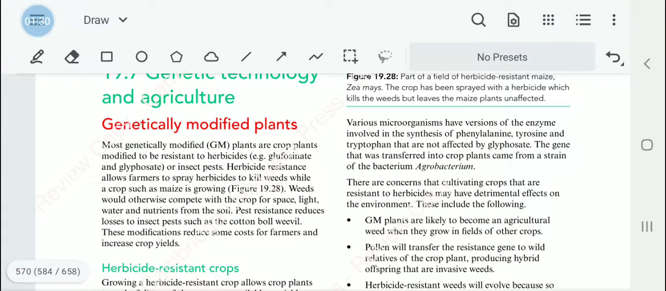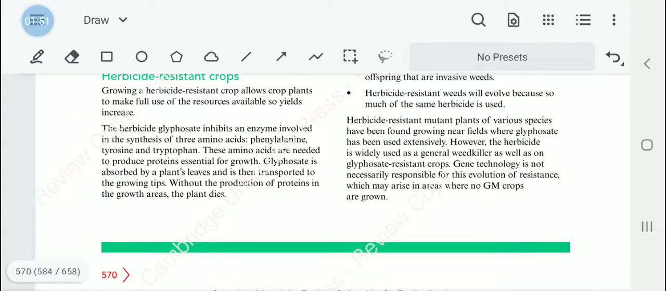Now, for example, a cotton boll weevil will die off as a result of eating these crops, which would have the genes that would produce toxic materials for the pests who eat them. When you go to discuss the herbicide resistant crops in detail, what happens is, you add a gene that would produce some inhibition enzyme.